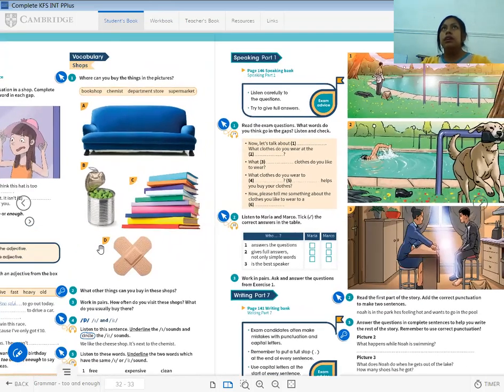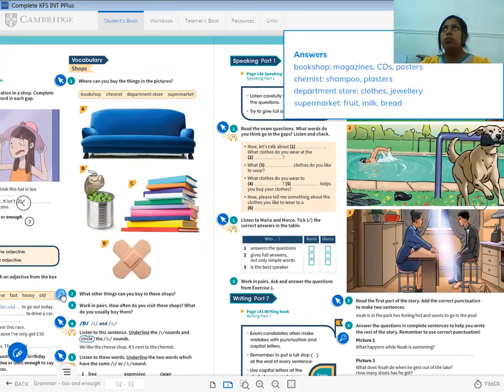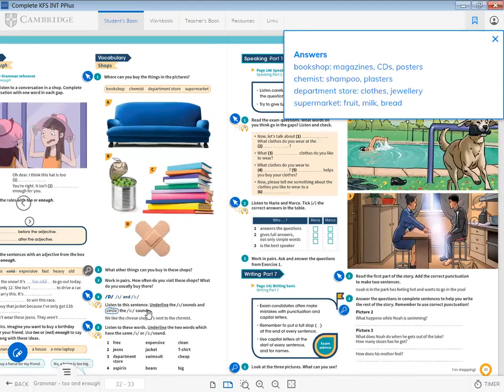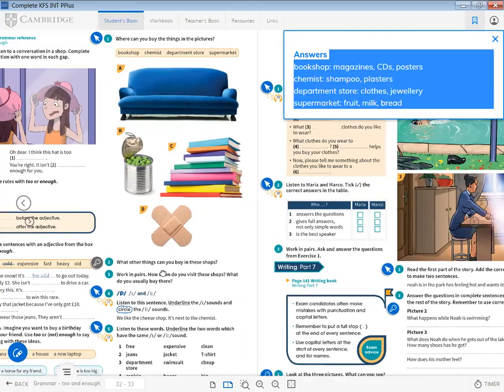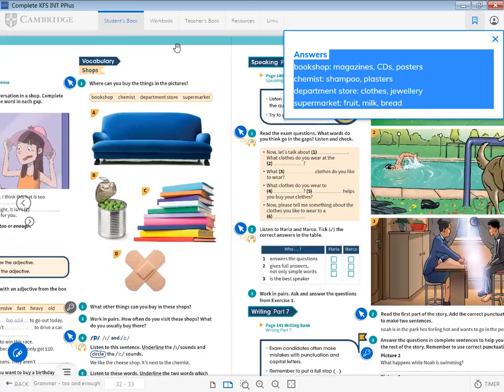Okay, now we are going to answer some questions. What other things can you buy in the shops? Okay, forget it. No, don't forget. We can buy other things. For example, apart from books, what can we buy in a bookshop?